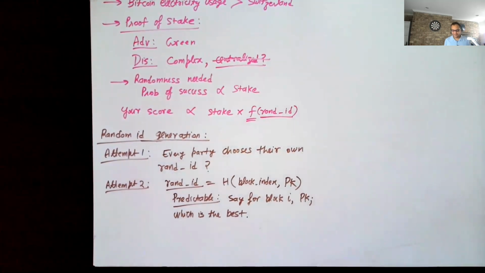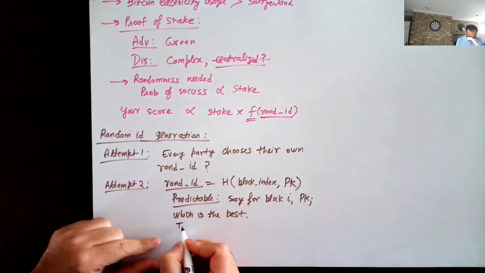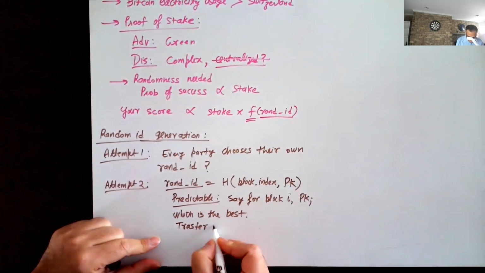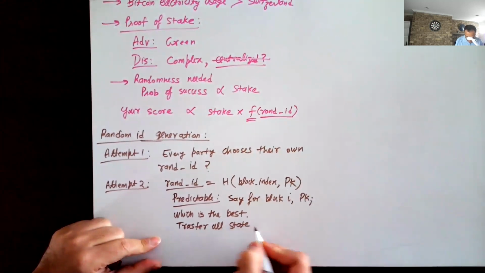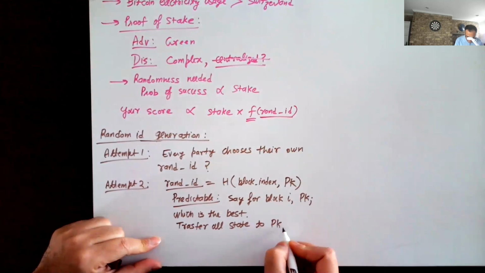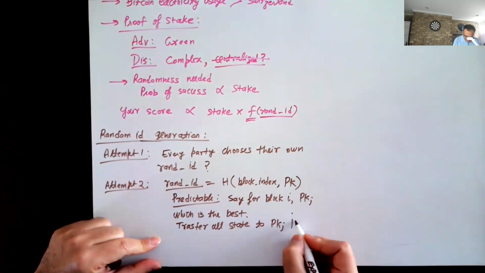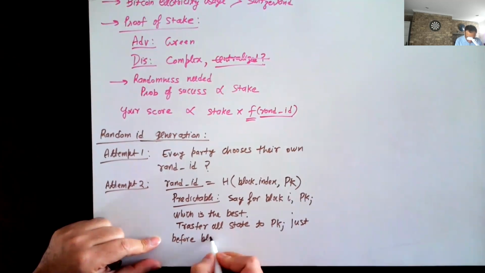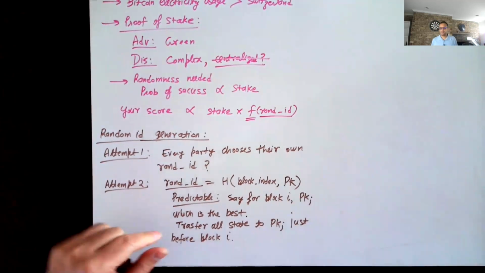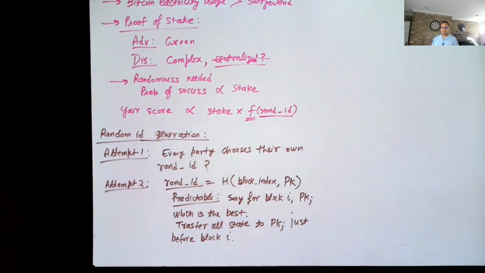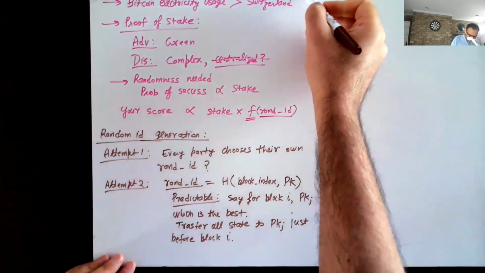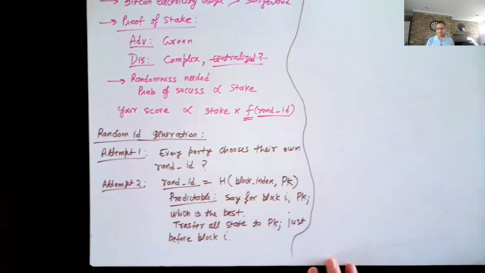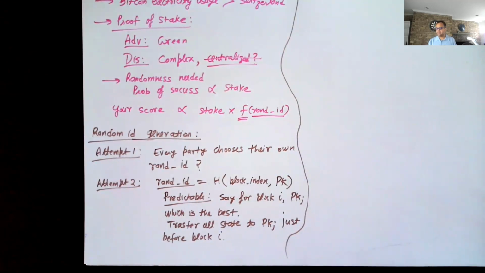Then what do I do? Then you transfer your stake to this public key pkj just before block i. And then you can optimize every block, or maybe every other block, if you assume that it takes one block to transfer stake.